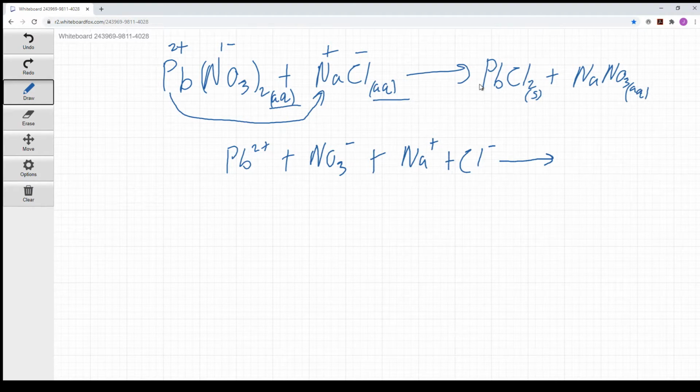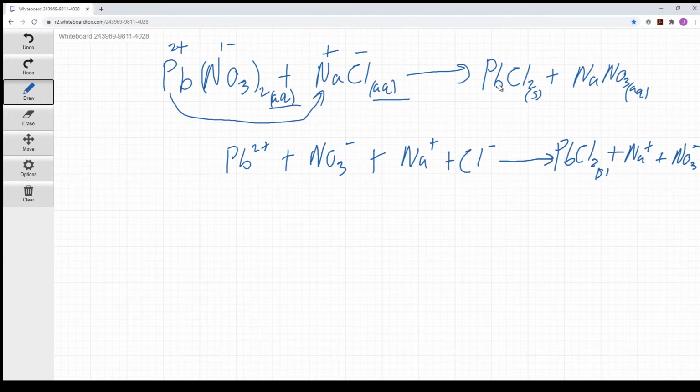Now, when we get to this, because this is a solid, this doesn't break up into its components. So this is just going to remain PbCl2, again, because it's solid. I should technically, after all these, have aqueous, but you guys can get the idea. And then the end of this is going to be plus Na+, NO3-.